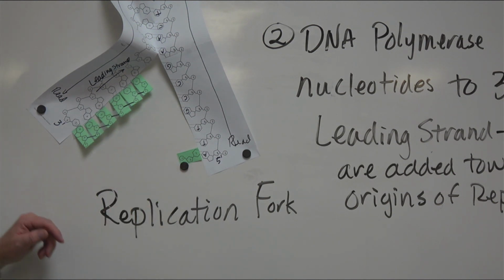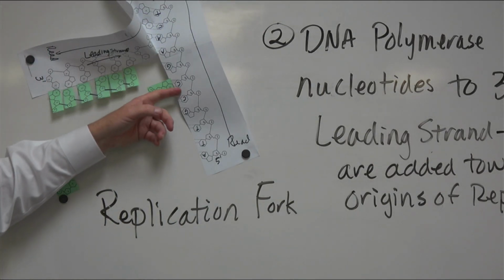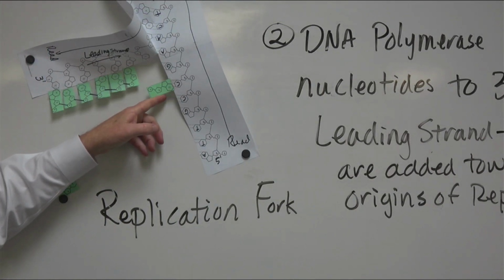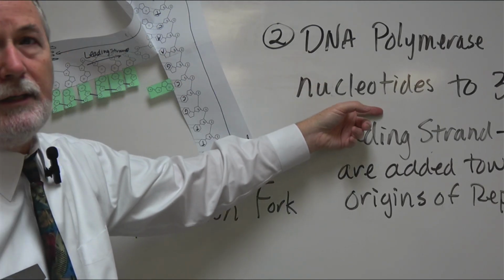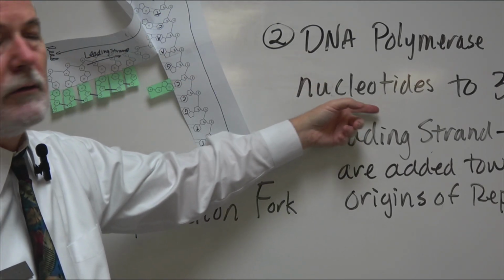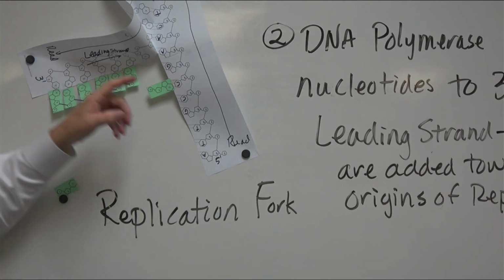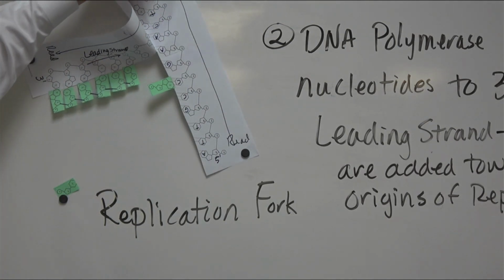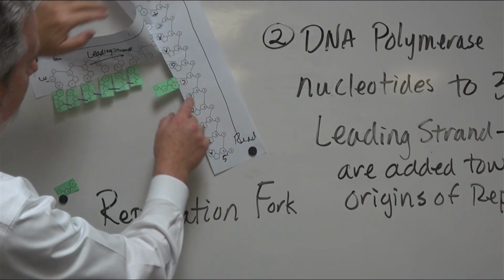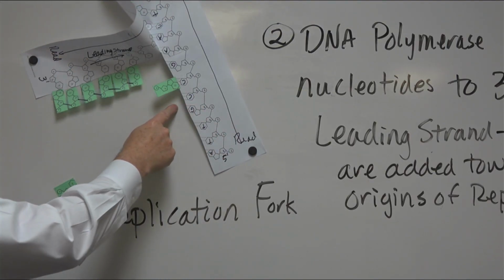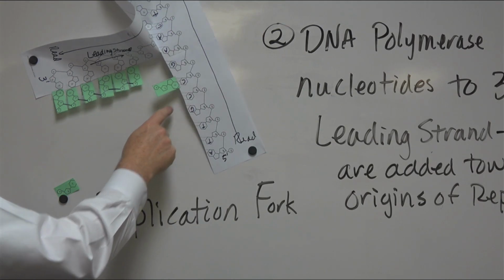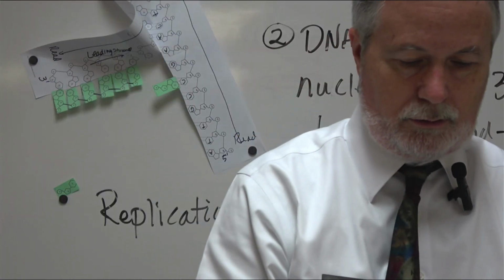This side must then be 5. Okay, so this end right here is the 3' end, correct? This is the 5' end. So DNA polymerase only can add to the 3' end. So far, so good? So DNA polymerase is going to add to this end, not above it. It's going to add here. I've got another C, so we're going to add a G there.